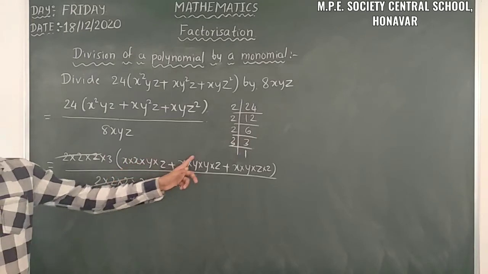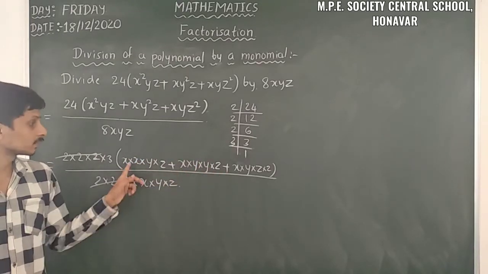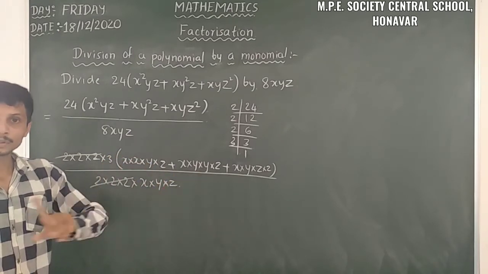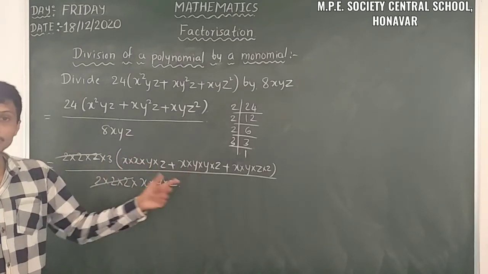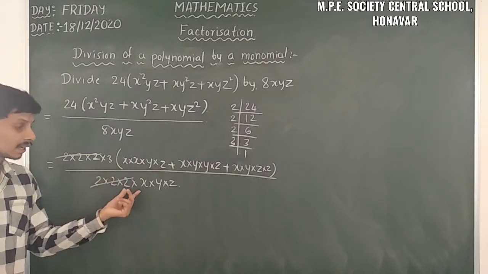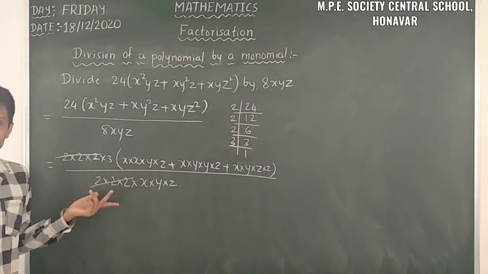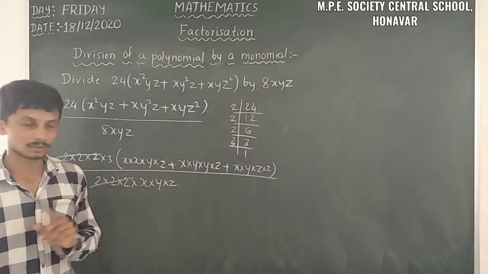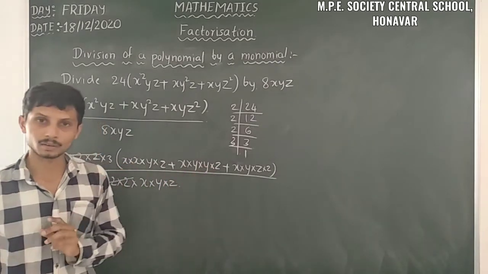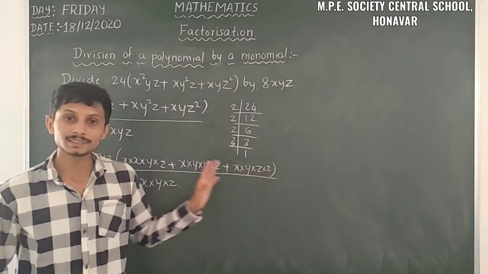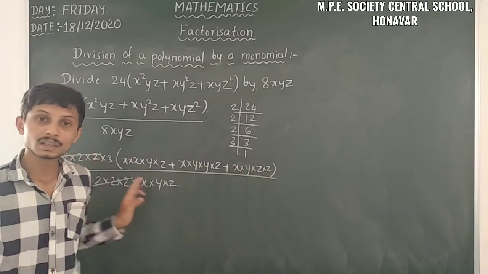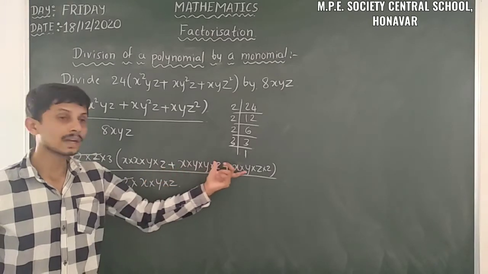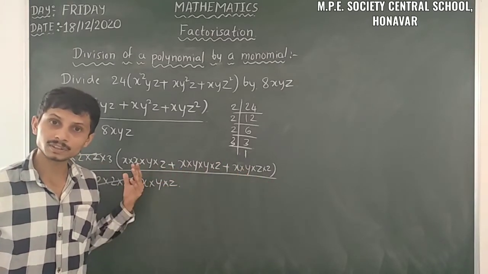So here just observe x, y, z we have. We can't cancel out this x with anything here, so don't cancel out here. When you take a single x outside, then we can cancel out. Here x, y, z we have, here x, y, z we have, here also we have x, y, z. So in these three terms, x, y, z is common. We can take it outside.